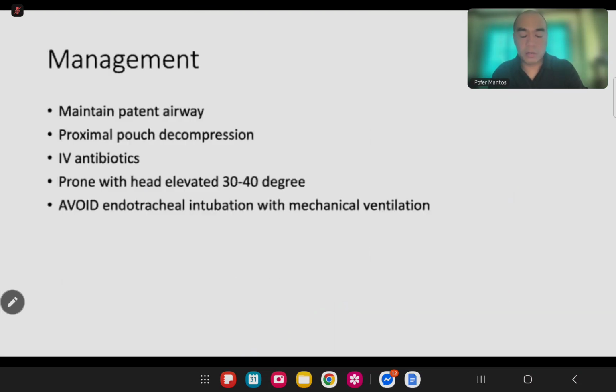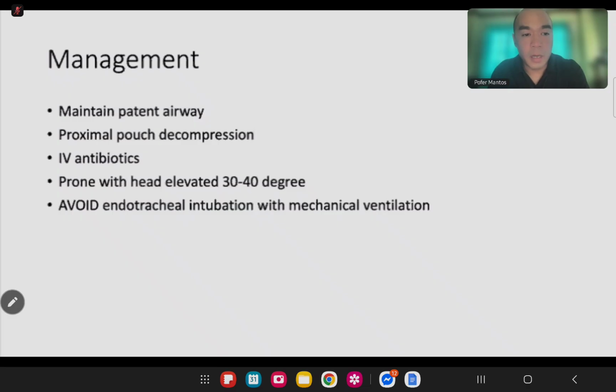So for management, initially you have to maintain a patent airway. And then you decompress the proximal pouch, to prevent aspiration. So you have to really remove the secretions. Then you have to give antibiotics also to prevent the onset of pneumonia.